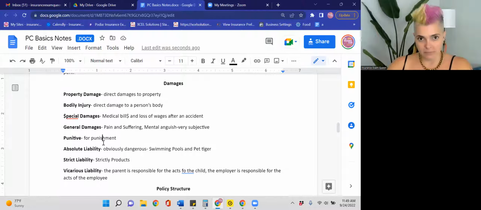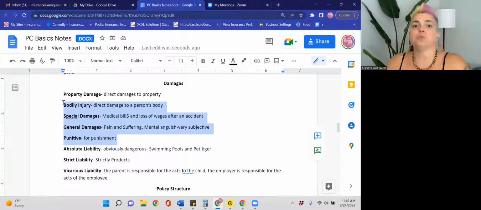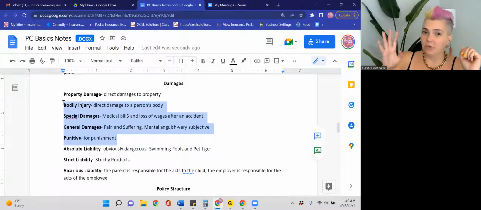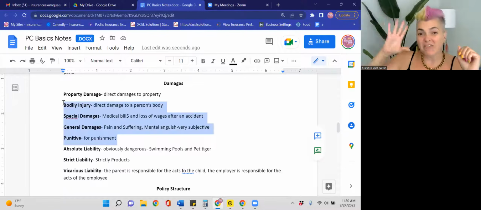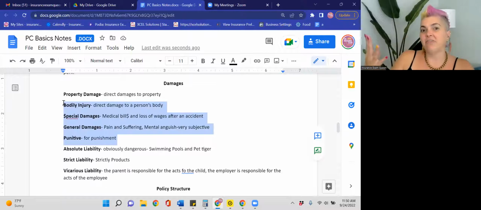Okay. Now, those are the damages. You have bodily injury, which is damage to your body, property damage, which is damage to property. And then when they pay out the damages that happened to you, you get special damages, which are your actual medical bill, your actual loss in wages, or you get general, which is pain and suffering, what a judge or jury feels is right. And I say general, what a judge or jury feels is right, very subjective. It's based on feelings.